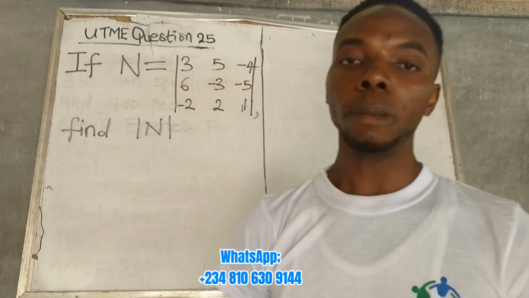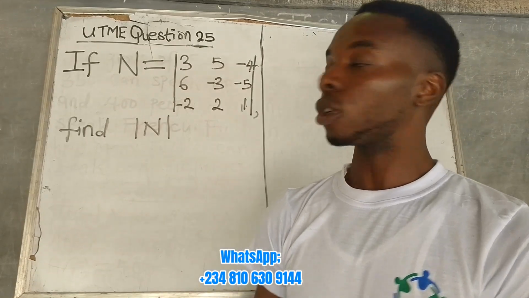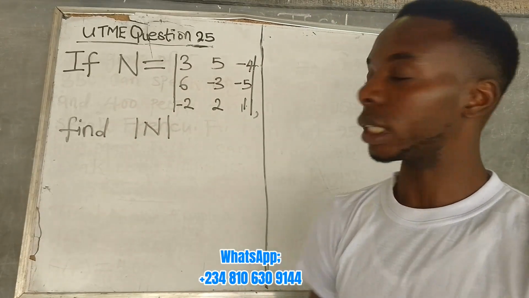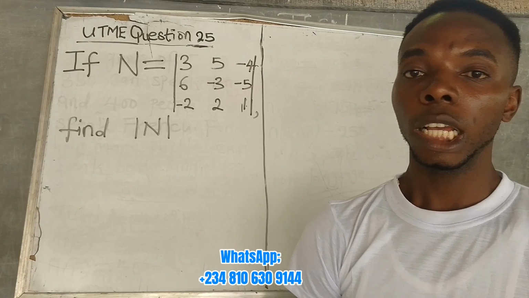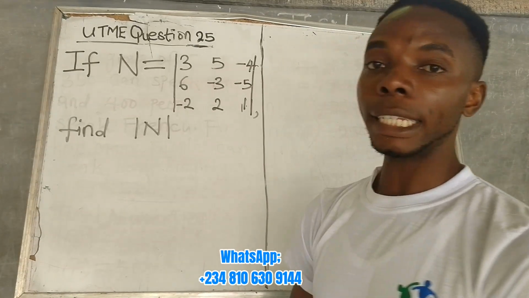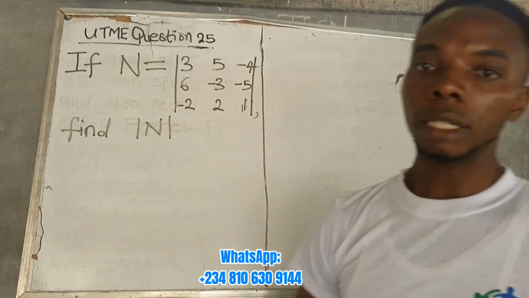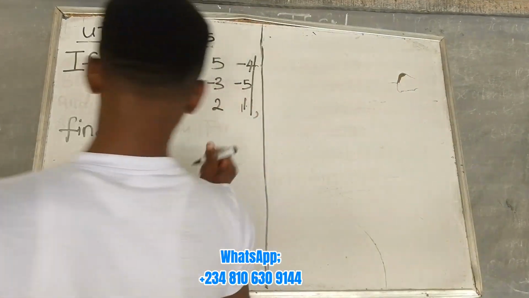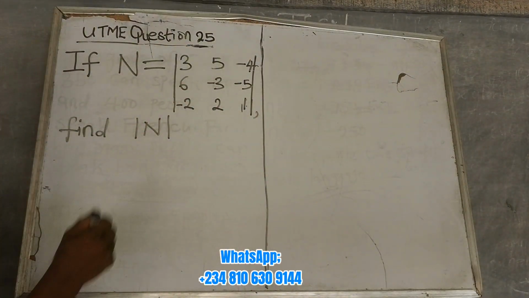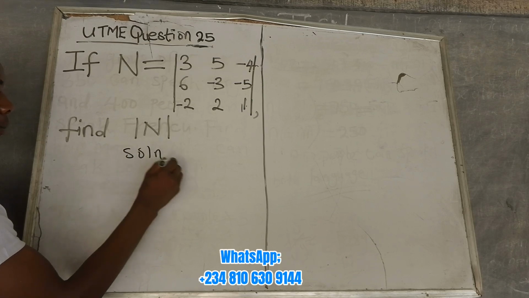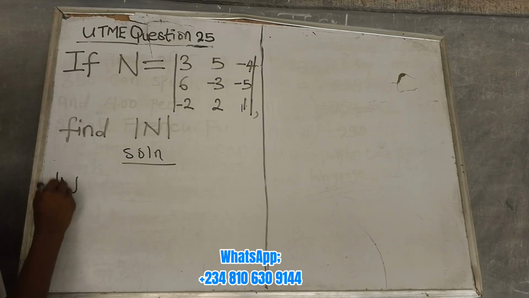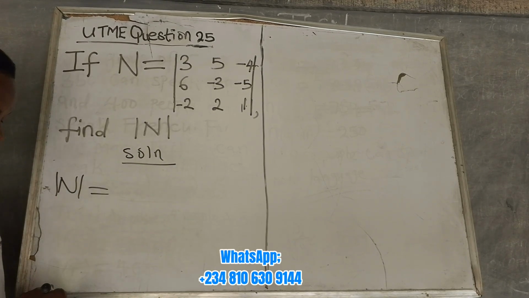We're talking about question number 25, and the topic for today's question is what we call the matrix. This question says that if n is equal to this, find the determinant of n. This is how to find it. Let's move into action. The determinant of n will be equal to.